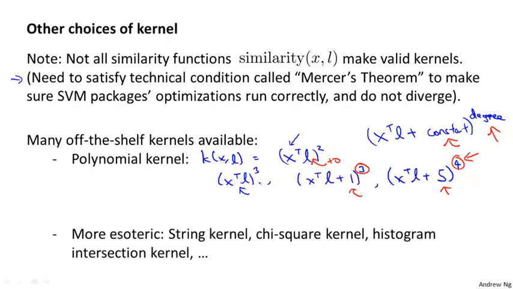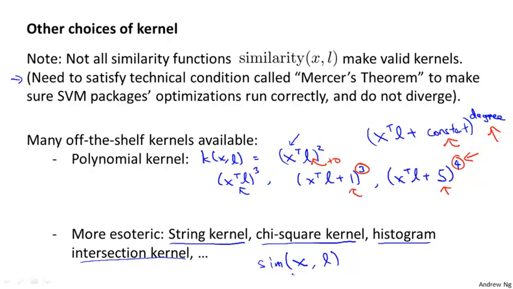And then depending on what you're doing, there are other, more esoteric kernels as well that you may come across. There's a string kernel. This is sometimes used if your input data is text strings or other types of strings. There are things like the chi-squared kernel, the histogram intersection kernel, and so on. There are more esoteric kernels that you can use to measure similarity between different objects. So, for example, if you're trying to do some sort of text classification problem where the input x is a string, then maybe you want to define the similarity between two strings using the string kernel.